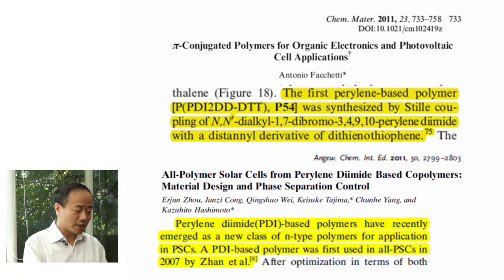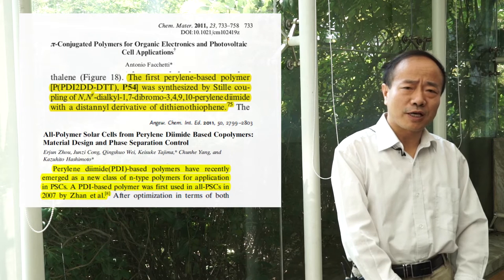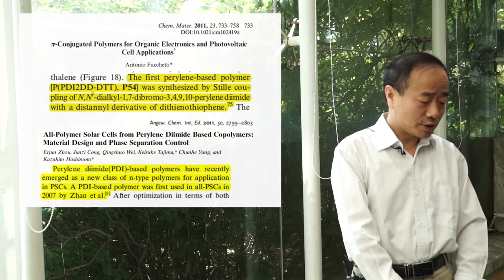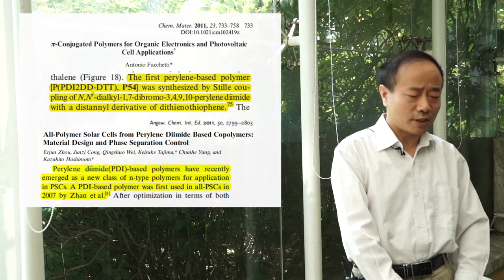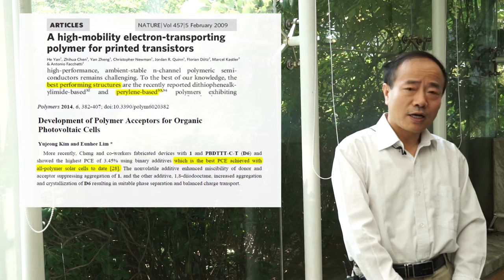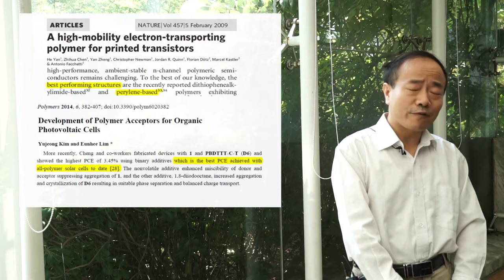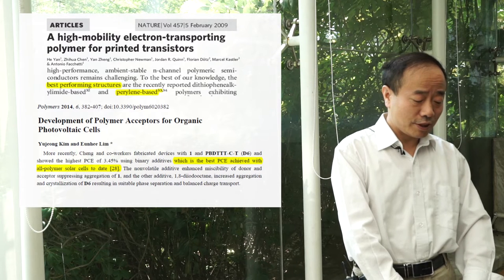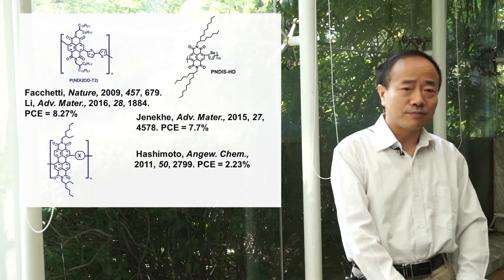Some groups, such as Antonio Facchetti's, said we reported the first perylene diimide polymers in the world. And Professor Hashimoto said we reported the first example of a perylene diimide polymer acceptor in polymer solar cells. Facchetti's group said we reported a better performance structure of perylene diimide polymers, and Yan's group said we reported the best efficiency for all-polymer solar cells at that time.